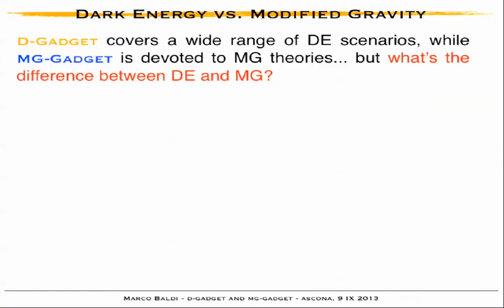In fact, I will try to describe two codes, or actually two packages that can be attached to the Gadget 3 code. One is called D-Gadget and the other one is called MG-Gadget, and together they cover a wide range of dark energy and modified gravity cosmologies. But first of all, we need to understand the difference between dark energy and modified gravity. A very popular way to distinguish the two is the following. You have the Einstein field equations. Whatever change you make on this side, on the Einstein tensor, you call modified gravity. And whatever change you make on this other side, you call dark energy.